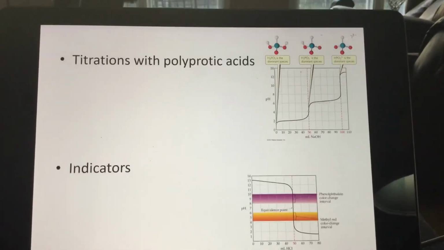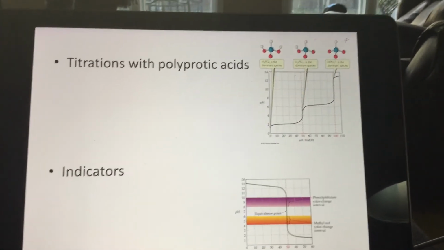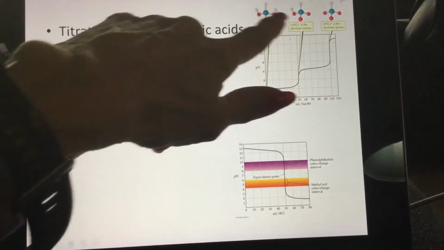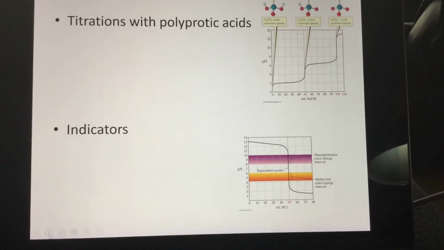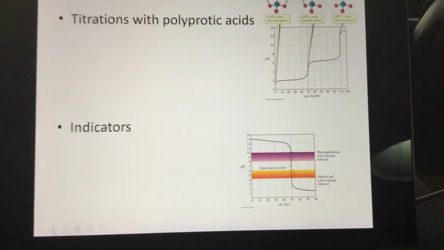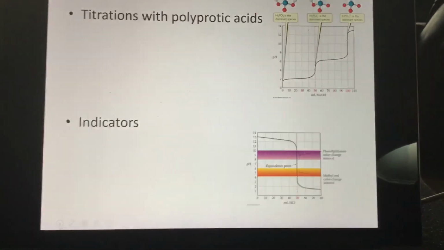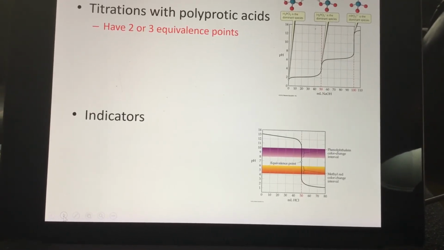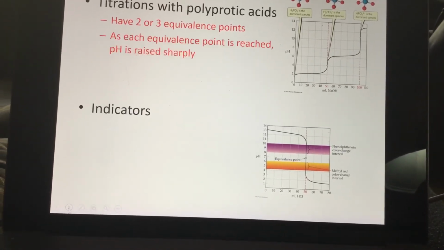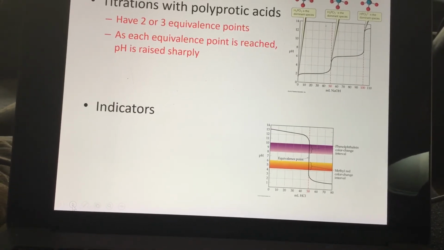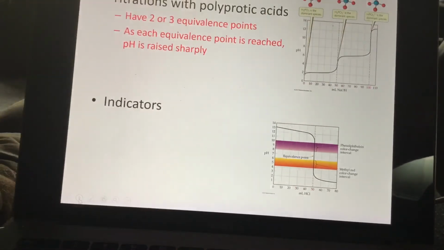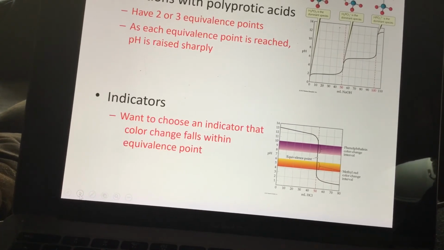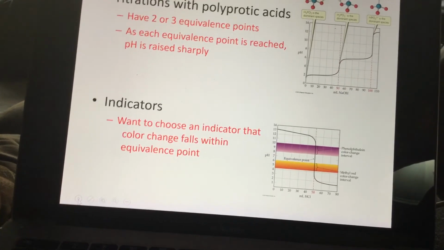Don't really worry about titrations with polyprotic acids. Remember we talked about polyprotic acids in chapter 16, how each time they lose a hydrogen ion, the acid gets weaker and weaker, so its Ka gets smaller and smaller. This is what a titration curve would look like with a polyprotic acid. It could have 2 or 3 equivalence points. As you can see, as we reach each equivalence point, we see a sharp rise in the pH. But again, you really don't need to worry about that.